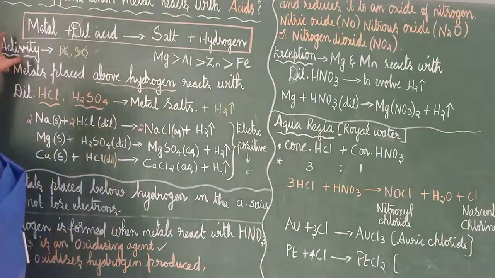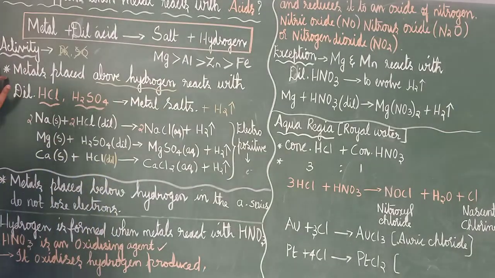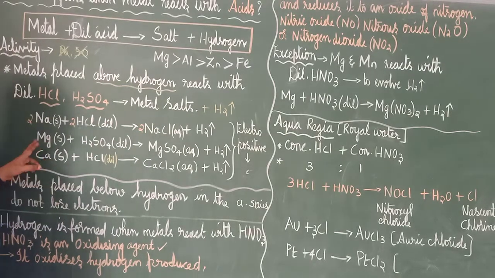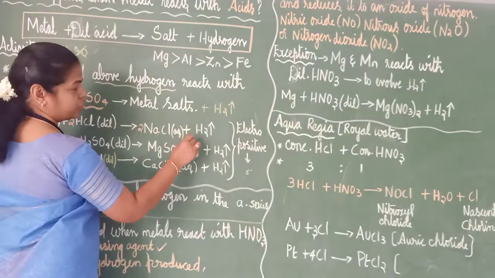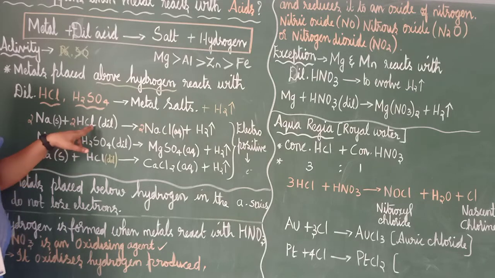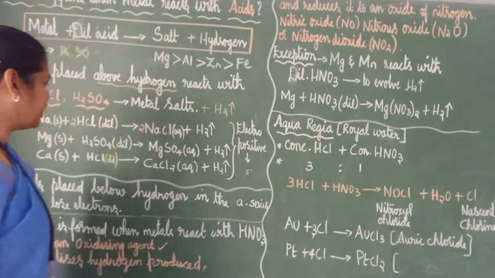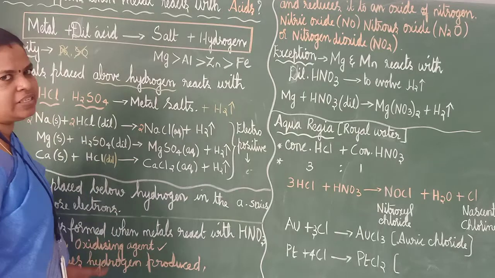With the help of the activity, we came to know this is the order. And the first point we have studied: metals which are placed above hydrogen react with dilute HCl and dilute H2SO4, and they will give metal salt plus hydrogen. We have also seen 3 examples. Sodium gives sodium chloride. Whenever you write the equation, you write it in words also. Word equation: magnesium plus sulfuric acid gives magnesium sulfate plus hydrogen gas. Calcium plus hydrochloric acid gives calcium chloride plus hydrogen. Electropositive.